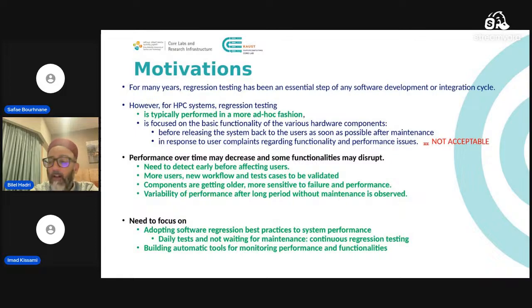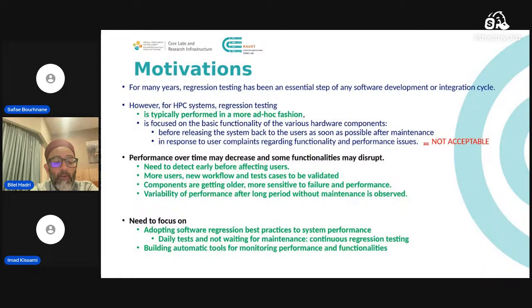Yes, if you have only tens of users, it's fine. But when you have accounts over 500 or up to 1,000, this is not scalable. This is not acceptable. So why do we do that? Because over time, the performance may decrease, and we'll see that. And some functionalities may not work. So you need to detect this issue as early as possible.